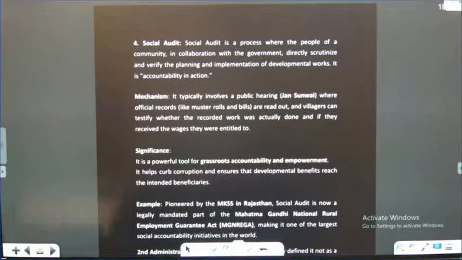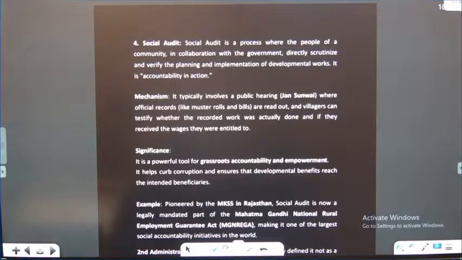Then there is something called social audit. What is social audit? Have you ever heard of it? Basically, people act as auditors of a government project. So a government project is going on. We should add something called environmental impact assessment in this also. I'll add it.